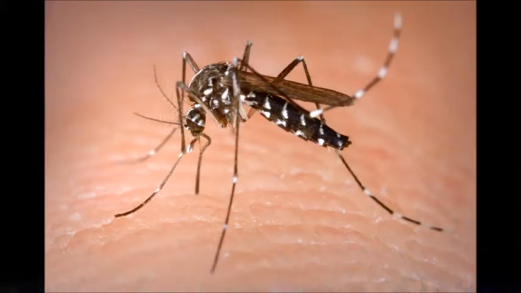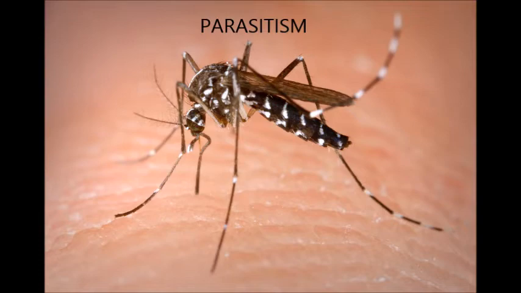The next one we'll be talking about is parasitism. Parasitism is a symbiotic relationship between two organisms of plants or animals in which one benefits at the expense of the other, sometimes without killing. An example of parasitism is when a mosquito bites a human. When the mosquito bites the human, it sucks the human's blood and harms the human, but it's beneficial for the mosquito.